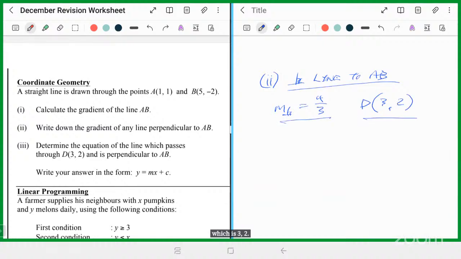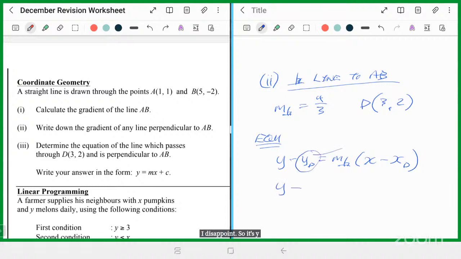Using this gradient and this point to get the equation. The equation of that line using the point-gradient form, which I call the BFF, is y minus yd equals the perpendicular gradient into x minus xd. But D is the point. So it's y minus the y of the point D, which is 2, equals the perpendicular gradient, which is 4/3, into x minus the x of the point D, which is this 3 right here.